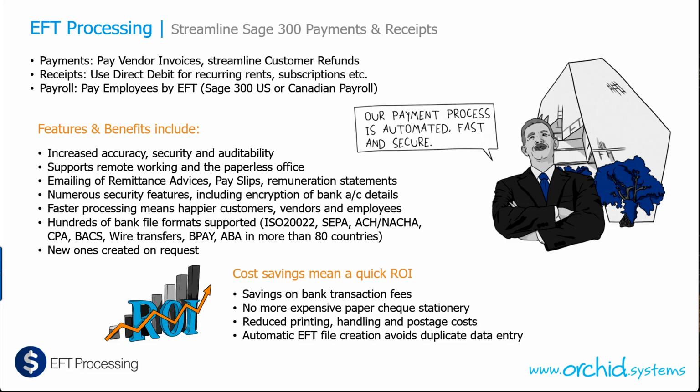First, a review of the main features and benefits of EFT processing. Who needs it? EFT lets you streamline Sage 300 payments to pay vendor invoices, streamline customer refunds, and receipts. You can use it for direct debit, for recurring rent, subscriptions, etc. If you're using Sage 300 US or Canadian payroll, you can also pay employees by EFT.